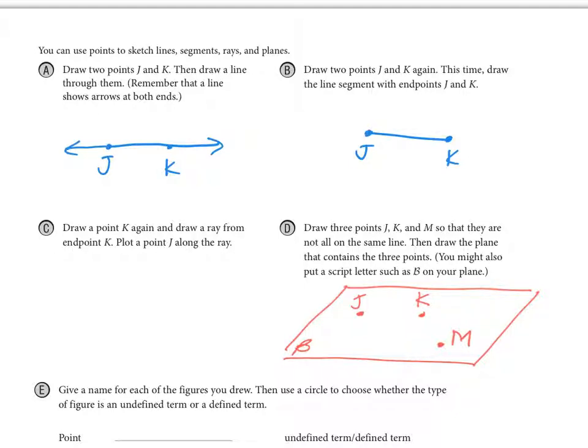And in part C, we're going to draw point K, and that's going to be our endpoint, and we'll draw our ray going any way that we want. And along that way is point J. So it should look something like that.